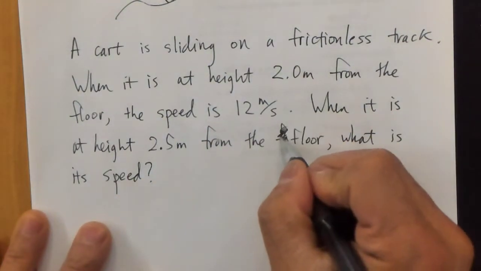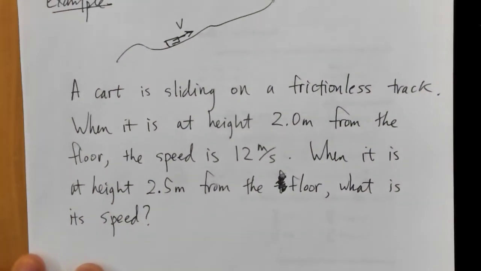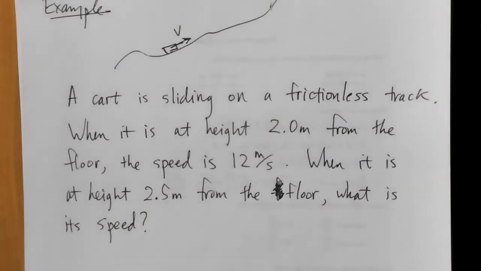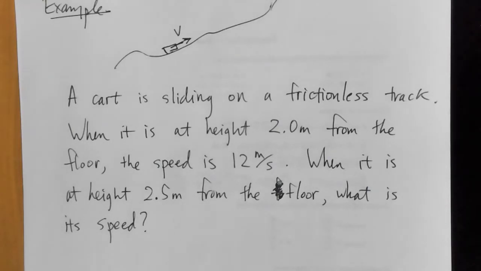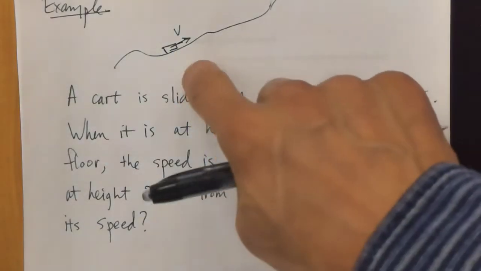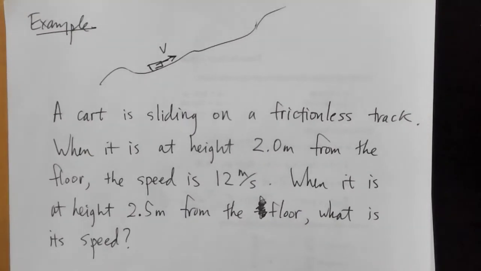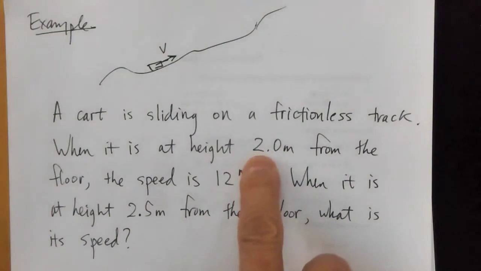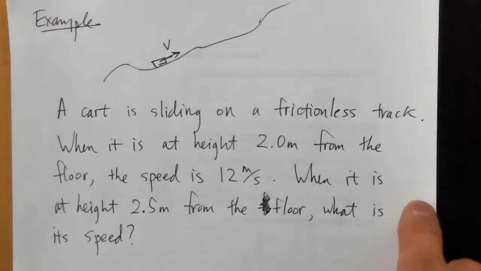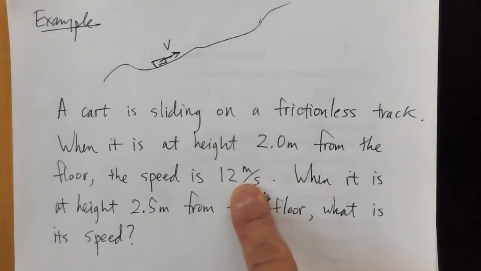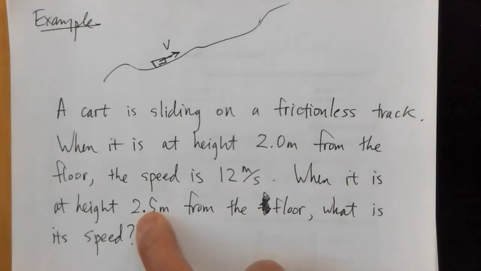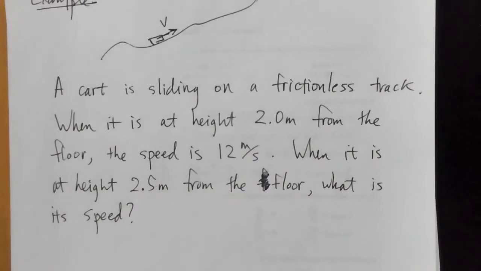Okay. Now you can kind of see how little information I've given you. I told you nothing about the track. Right? I didn't say it was a straight track, it was a curved track, nothing. I draw this useless figure here, which you realize isn't supposed to help you in any way, okay? And all I tell you is when it's at height 2 meters above the floor, it's moving with 12 meters per second. When it's at 2.5, I want to know the answer. Notice I didn't even tell you the mass of the cart, right?